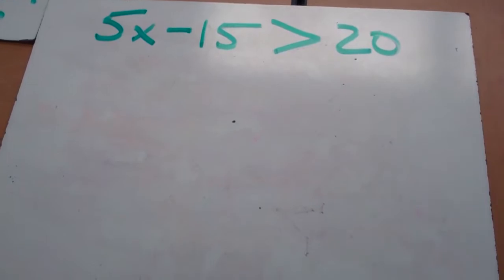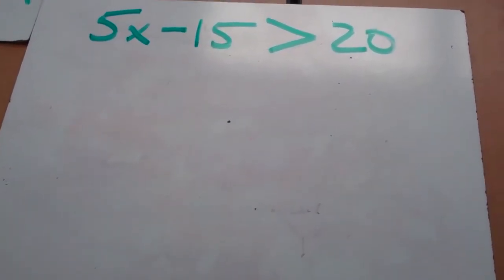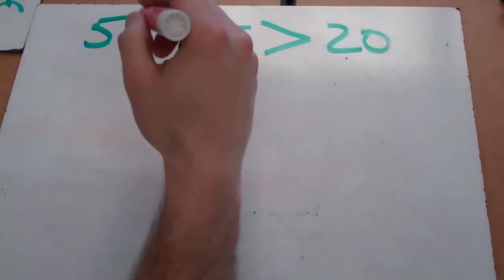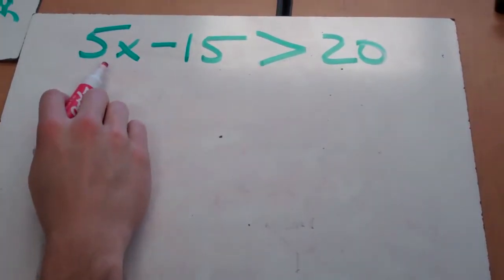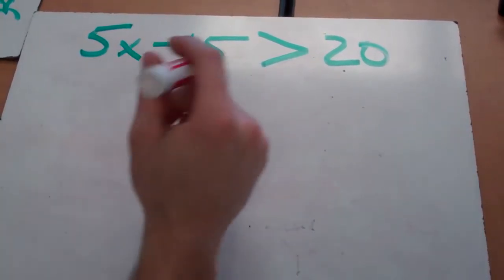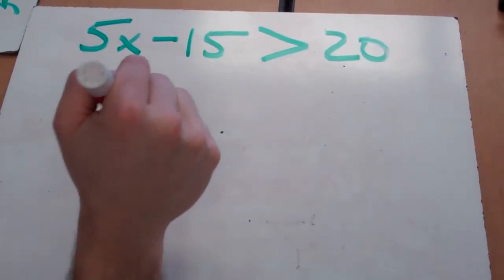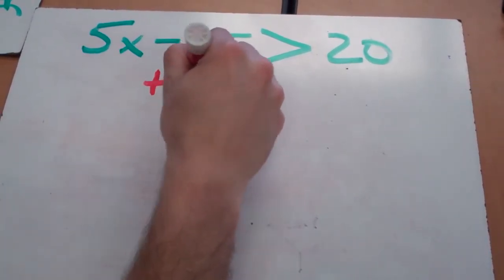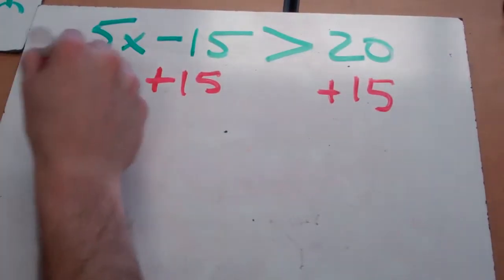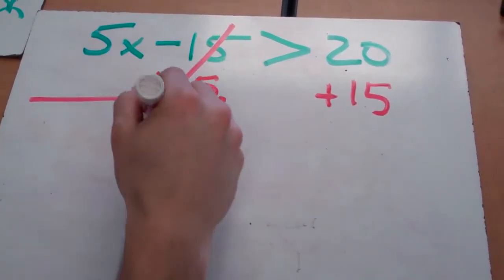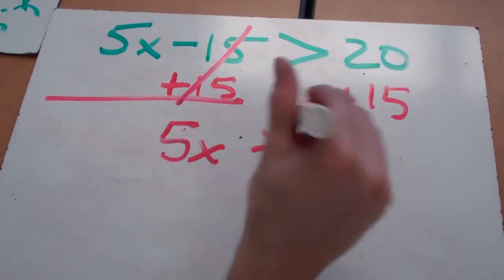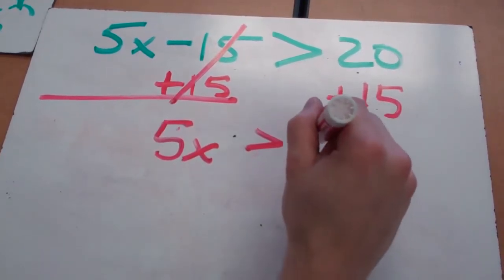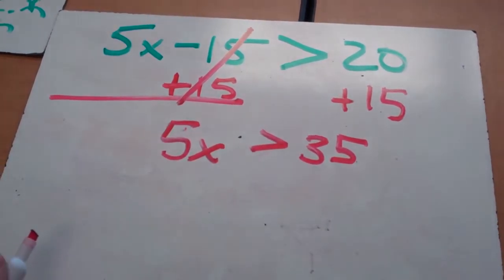So we can undo the same operations, just like we did with Mr. Athman's equation. I want to get x alone. I'm trying to solve for x, so I need to undo the subtracting 15. To do that, we add 15. The 15s cancel. I get 5x is greater than 20 plus 15. That's 35.